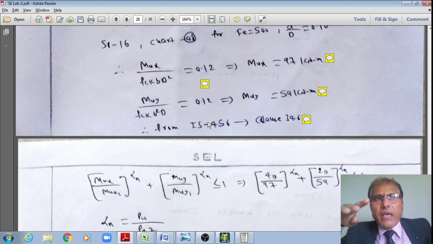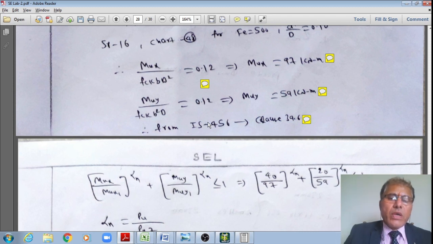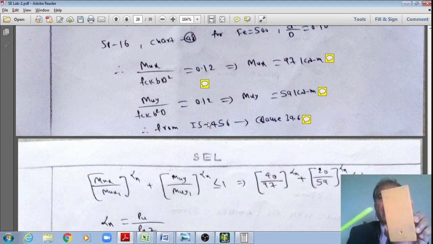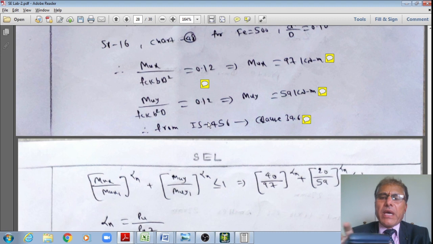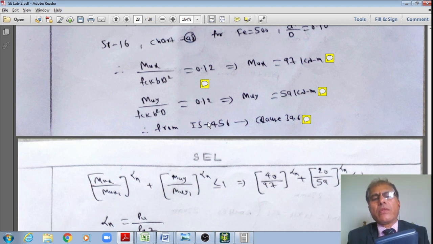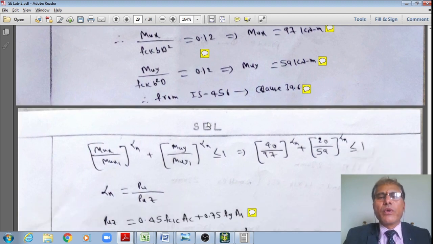Therefore if you want to provide 1 2 3 4 5 6 7 8 number of 12 mm dia bars, then 8 multiplied by 113, therefore provided is equal to 904. Required is equal to 690. Therefore okay, right? And also you provide the stirrups.